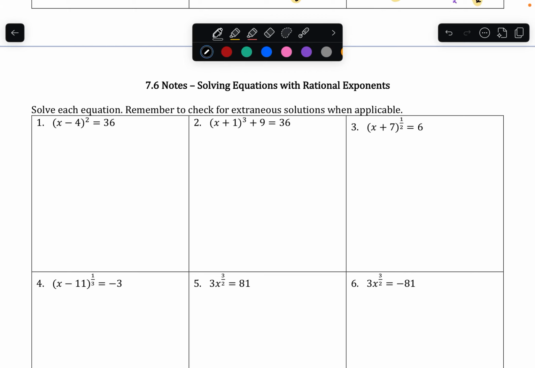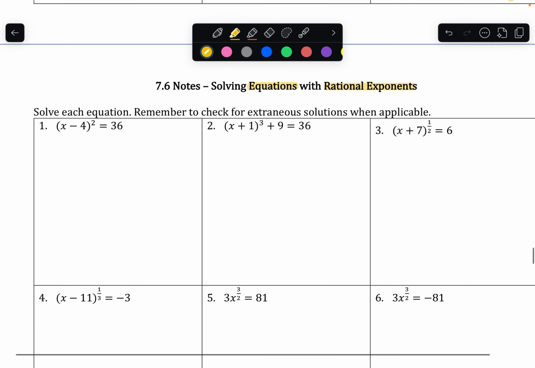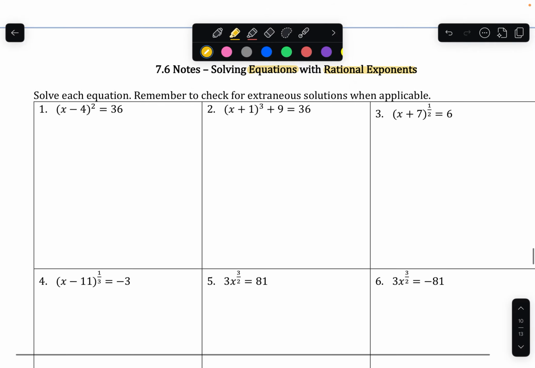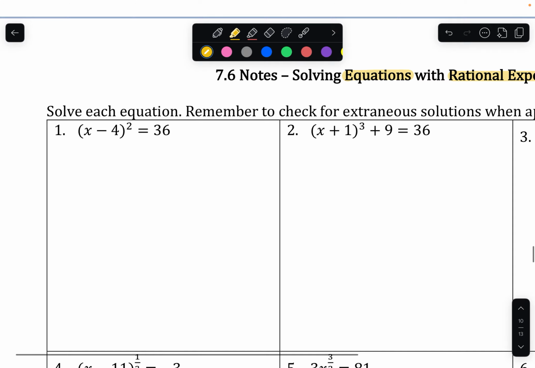All right, in this lesson, we are going to be solving equations with rational exponents. We're going to start off with some simple examples, and then we will get to some more complicated examples later. Okay, so this first one, this is just quadratic. It's being raised to the second power.